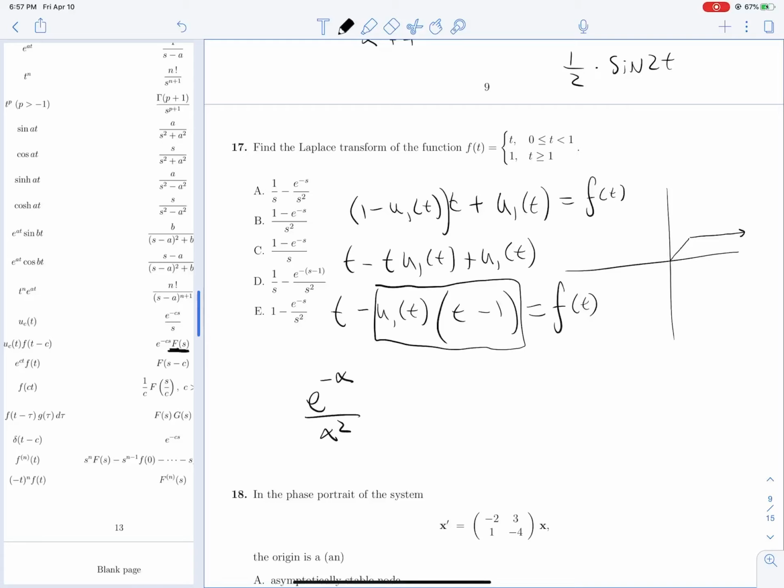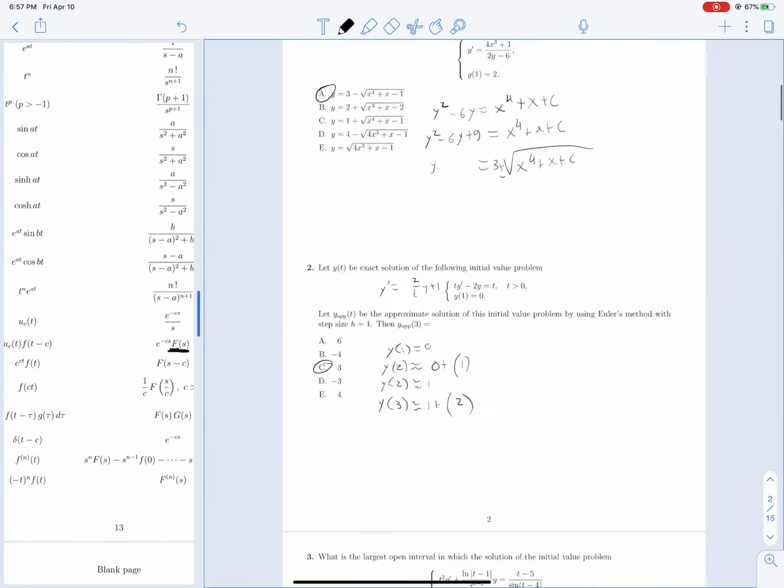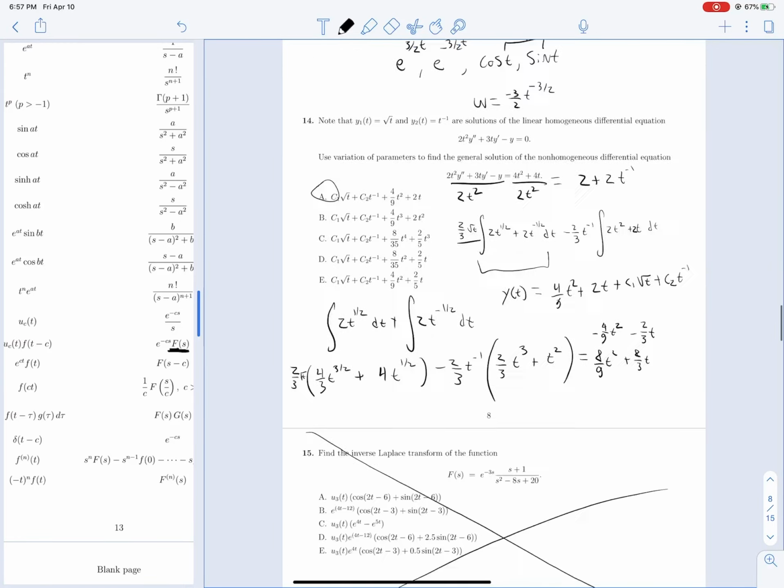So we've dealt with that entire section. We have to remember to add our negative sign, and we've already figured out what the Laplace transform of our t is. This is just going to add a 1 over alpha squared, and so we can rewrite this as 1 minus e to the negative alpha over alpha squared. And that gives us option B. So 17 should be B, and it is.